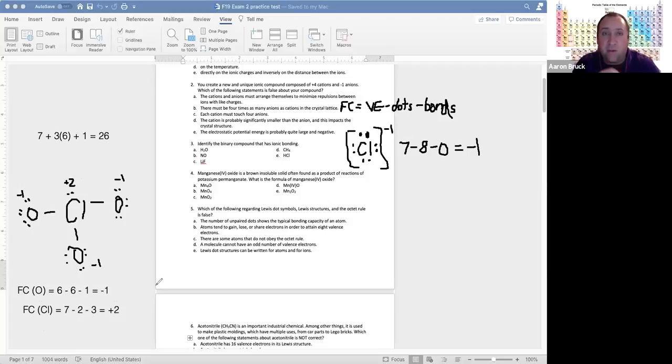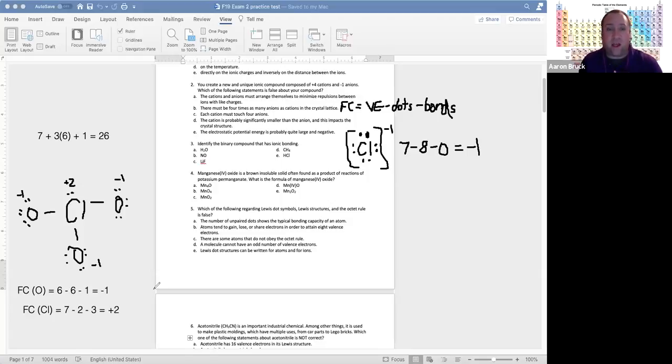And so there's a couple of things wrong with this. First of all, it's very rare that we see any formal charge greater than 1. And second of all, every single atom in this molecule has a formal charge. Is there a way that we can negate some of that? And the answer is yes, if we break the octet rule.